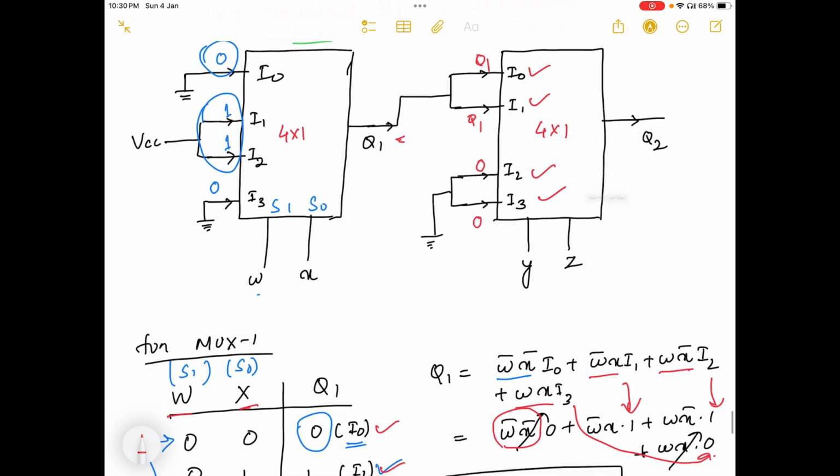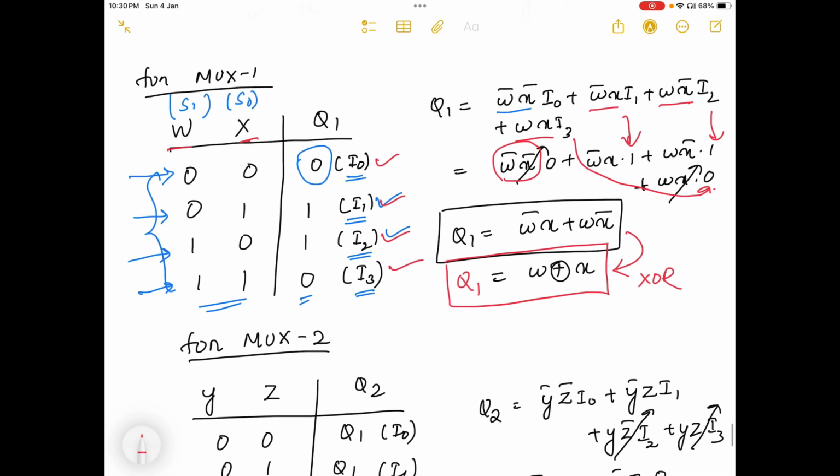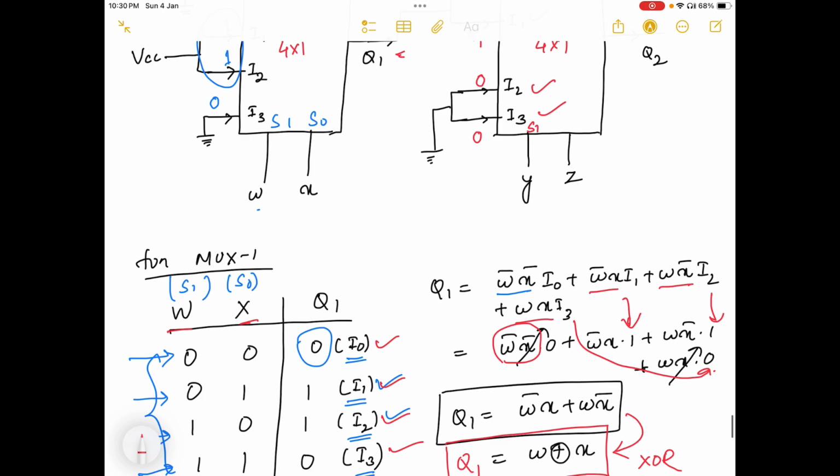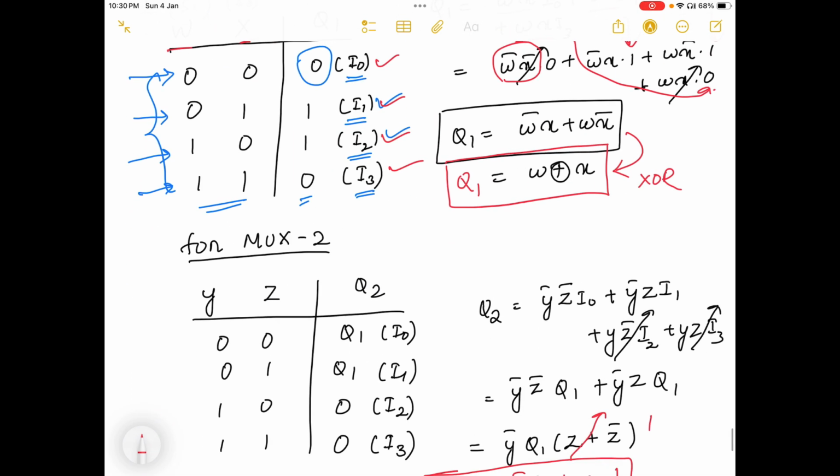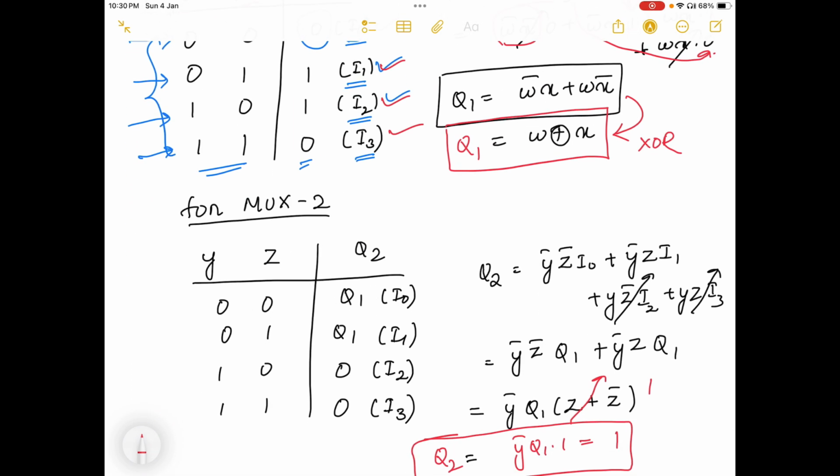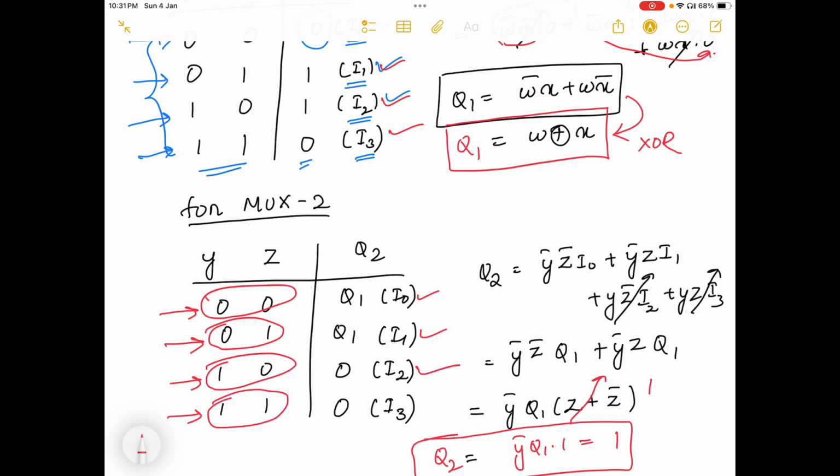Let us make the table for multiplexer 2. Here there are two selection lines, Y and Z, and the output is Q2. As with the 4 cross 1 multiplexer, we have two selection lines and one output, so we get four possible combinations: 00, 01, 10, 11. For 00 I got Q2 equal to I0, for 01 I got I1, for 10 I get I2, and for 11 I get I3.